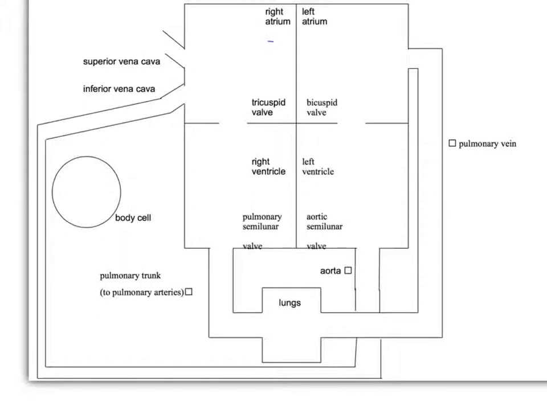Just make note that the right side of the heart, the right atrium and the right ventricle, is always going to contain deoxygenated blood, where the left atrium and the left ventricle will contain oxygenated blood.